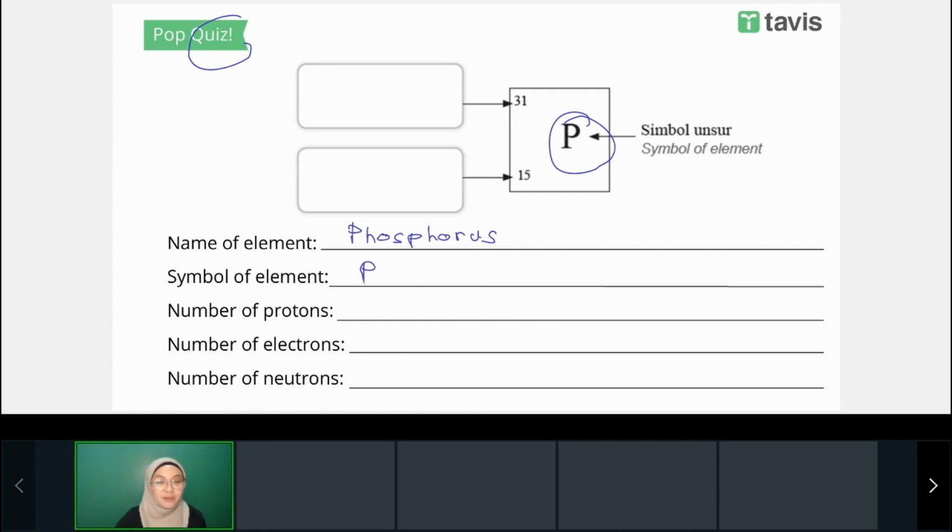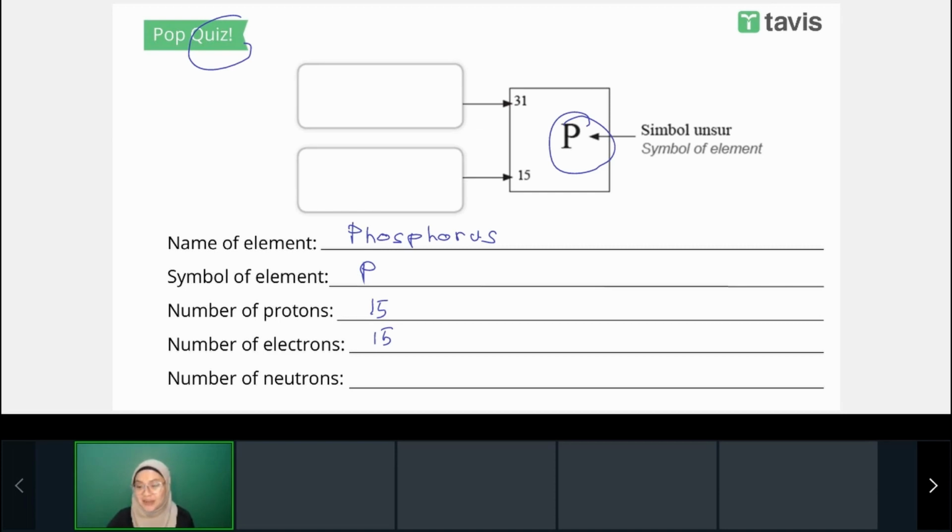Okay, how about the proton number? The smaller number will be the proton number. Okay, how about the number of electrons? The proton number is the same as the electron number. If the number of proton is 15, hence the number of electron is 15 as well.